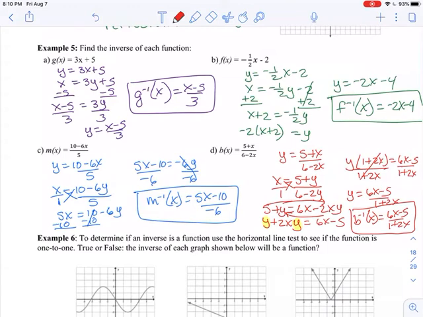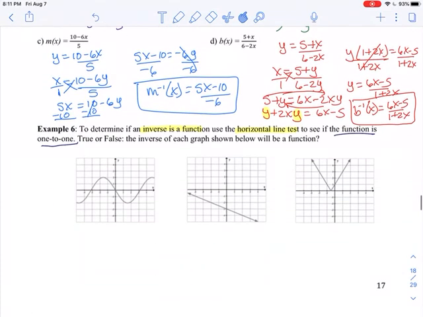Okay, and number 6, to determine if an inverse is a function, use the horizontal line test to see if the function is 1-to-1. Remember, to do the inverse, I'm switching the x and the y's. So if I want to know if the inverse is a function, I use the horizontal line test. If the function is 1-to-1, then the inverse will also be a function. So if I want to know if each of these inverses is a function, I do the horizontal line test. So I'm going to draw a horizontal line.